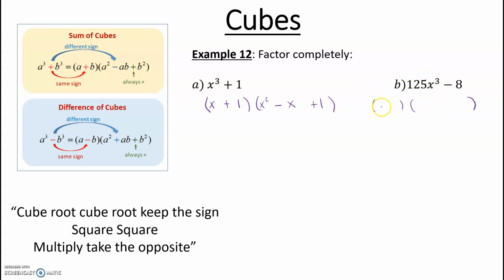Cube root, so the cube root of 125 is 5x. The cube root of 8 is 2. Keep the sign. And then square, so 5x squared is 25x squared. Square negative 2 is positive 4. Multiply, 5x times negative 2 is negative 10x. Take the opposite, plus 10x. So cube root, keep the sign, square, multiply, take the opposite. And it just kind of helps you, instead of memorizing formulas, it's just a different way to memorize it.